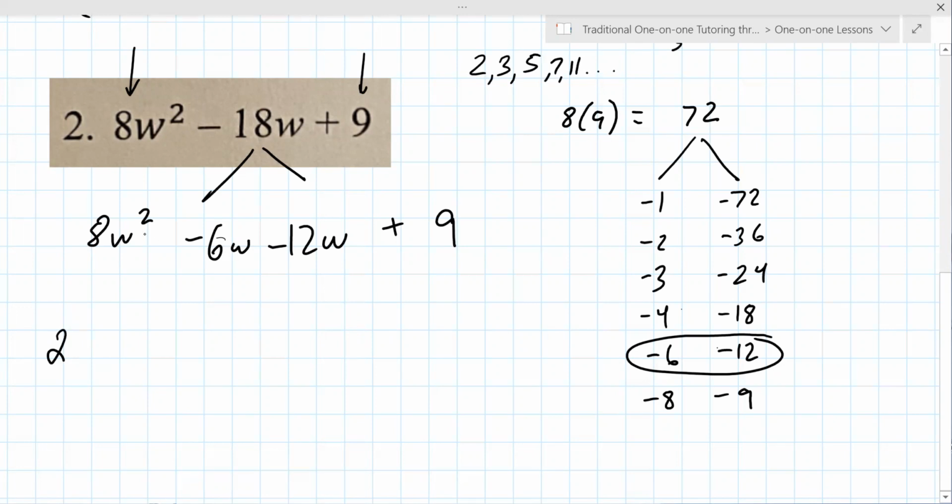Okay, so look at W squared and W. What's the smallest exponent between them? What's the smallest exponent between 2 and 1? 1. So now you've got to figure out what goes inside here. And it's like dividing both of these by 2W. That's what we did last week.